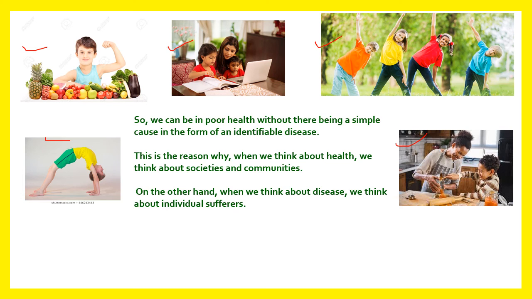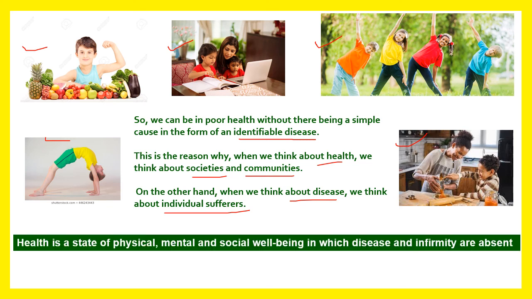So we can be in poor health without there being a simple cause in the form of an identifiable disease. And this is the reason why we think about health in terms of societies and communities. On the other hand, when we think about disease, we think about individual suffering. Okay. So health is a state of physical, mental, and social well-being in which disease and infirmity are absent. That is health.